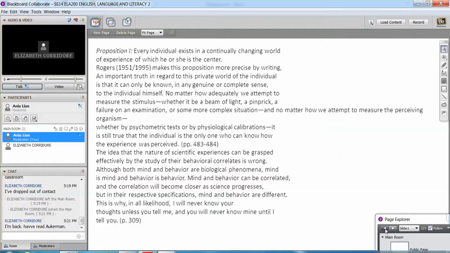Elizabeth, keep writing comments as I'm talking because that will give me some feedback. So as I talk, you can actually write at the same time. It's fine.